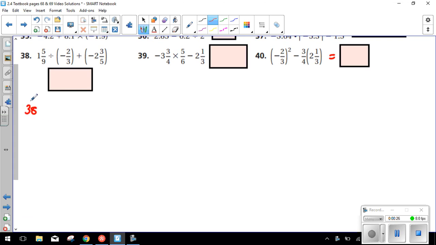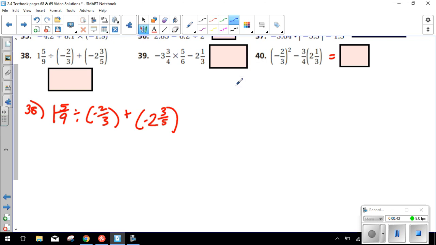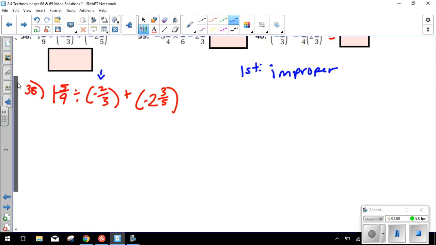So for number 38, we have 1 and 5 over 9 divided by negative 2 over 3 plus negative 2 and 3 over 5. So when I see all these different kinds of fractions and mixed numbers, what I want to do first is make everything an improper fraction. Okay, so that way I'm looking at the same type of number across. So it's either going to be improper, and this guy here is going to stay proper. Okay, you can't make a proper improper.